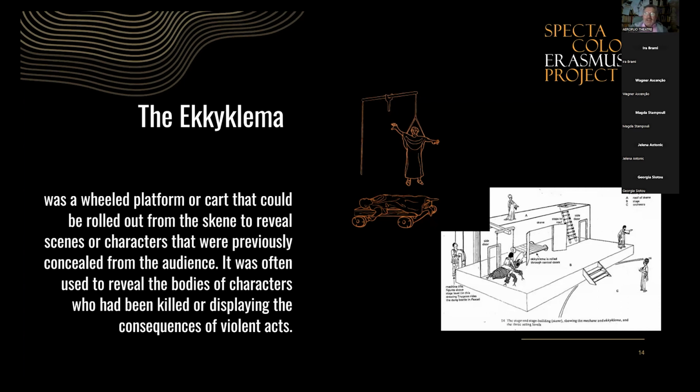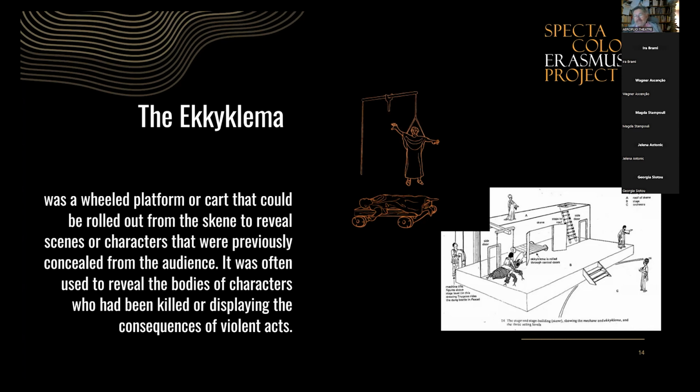For example, if a character died inside the house during the play, the kyklima could be used to roll out the character's dead body for the audience to see. It was a practical way to show events that could not be acted out on the main stage due to space limitations or to maintain dramatic tension.